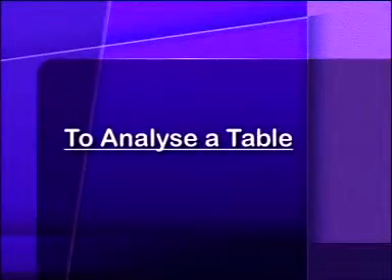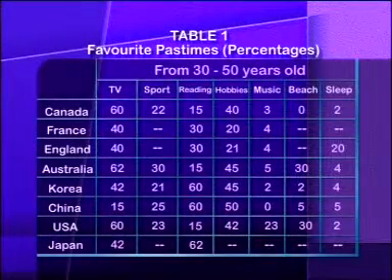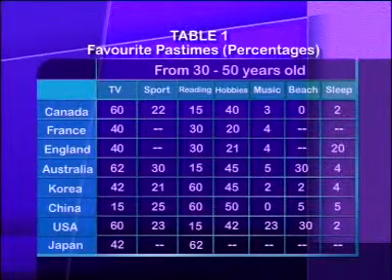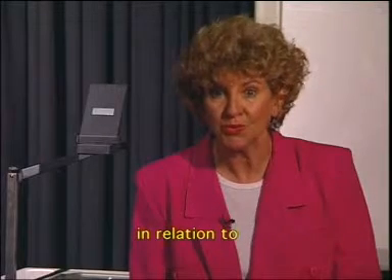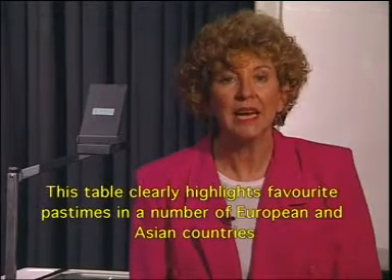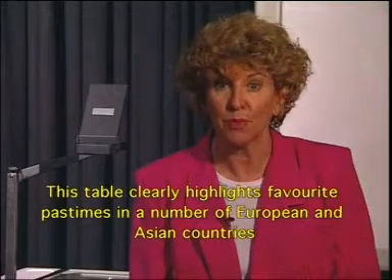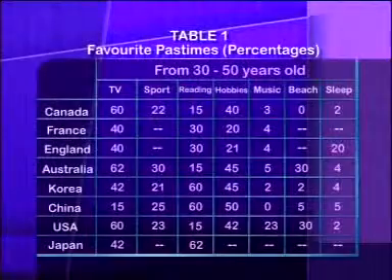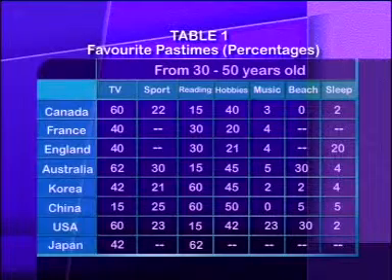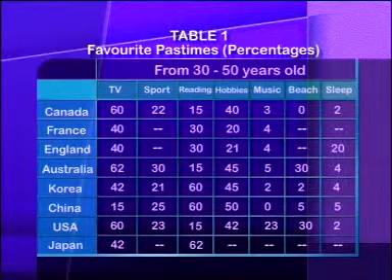To analyse a table, Tip 1. In tables, there's always information across the top and information down the side. The information across the top is always analysed in relation to information down the side. So the introduction to this table could be: this table clearly highlights favourite pastimes in a number of European and Asian countries. The pastimes are analysed in relation to a number of nationalities, such as English, French and Chinese.